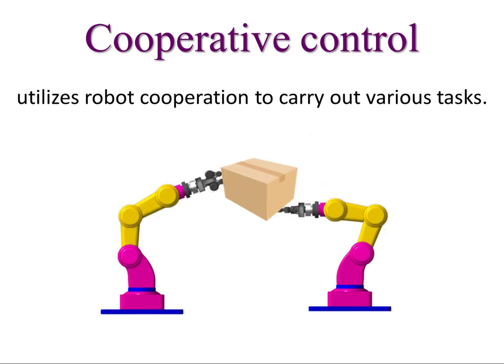A control method in which multiple robots work together to accomplish a task is expected to grow in the future. If multiple robots can work cooperatively, the number of tasks they can accomplish will increase, which will expand the applications of robots. The video introduced in the description box demonstrates a control method in which multiple robots cooperate to hold and move an object.